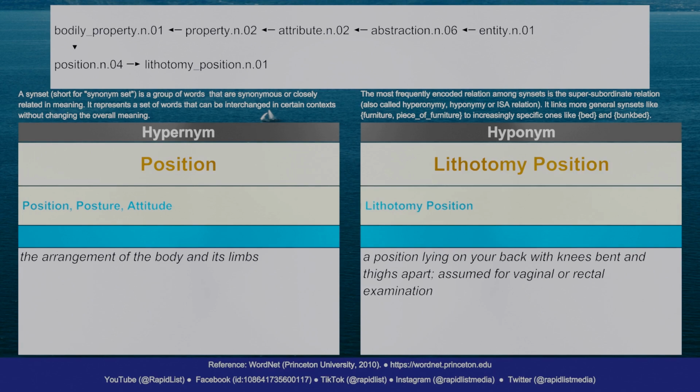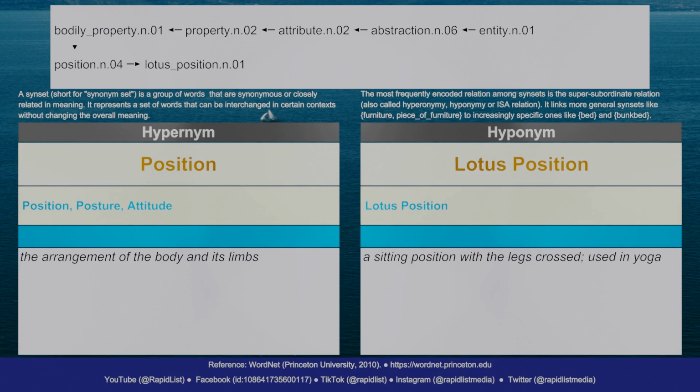Lithotomy position. A position lying on your back with knees bent and thighs apart, assumed for vaginal or rectal examination. Lotus position. A sitting position with the legs crossed, used in yoga.